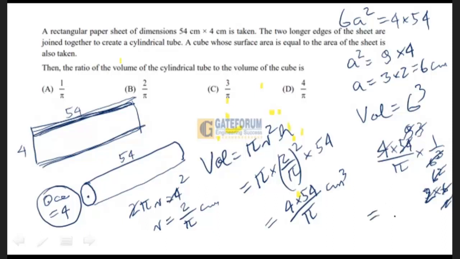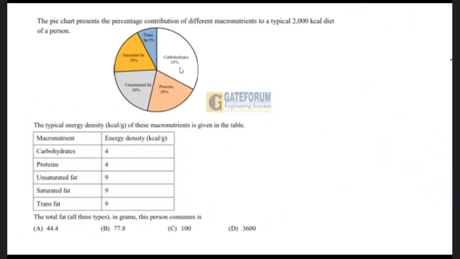Well, so the ratio becomes 1 is to pi. And that must be the answer. So 1 is to pi is option number A. So that is it. Let us go ahead to the next one. I hope everybody has understood that.